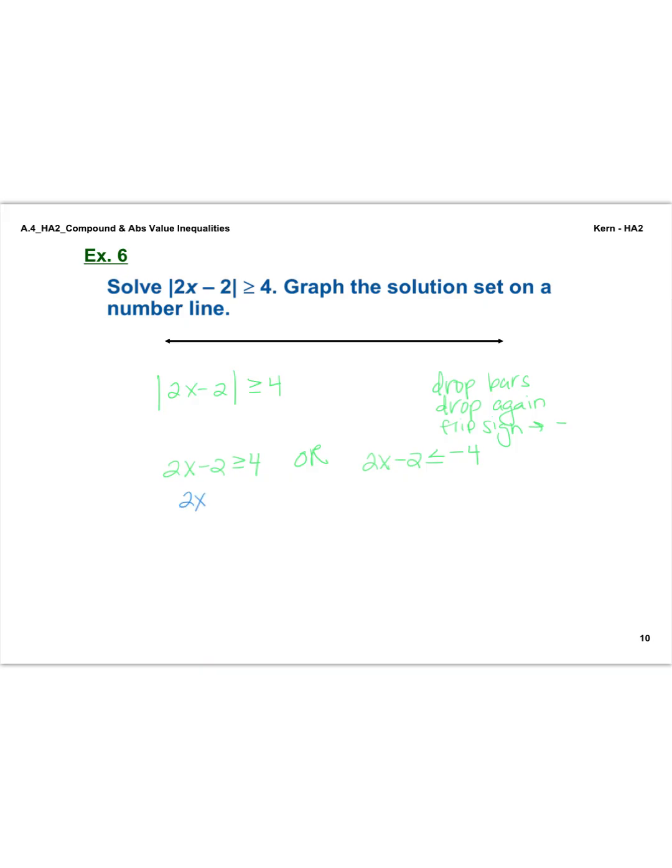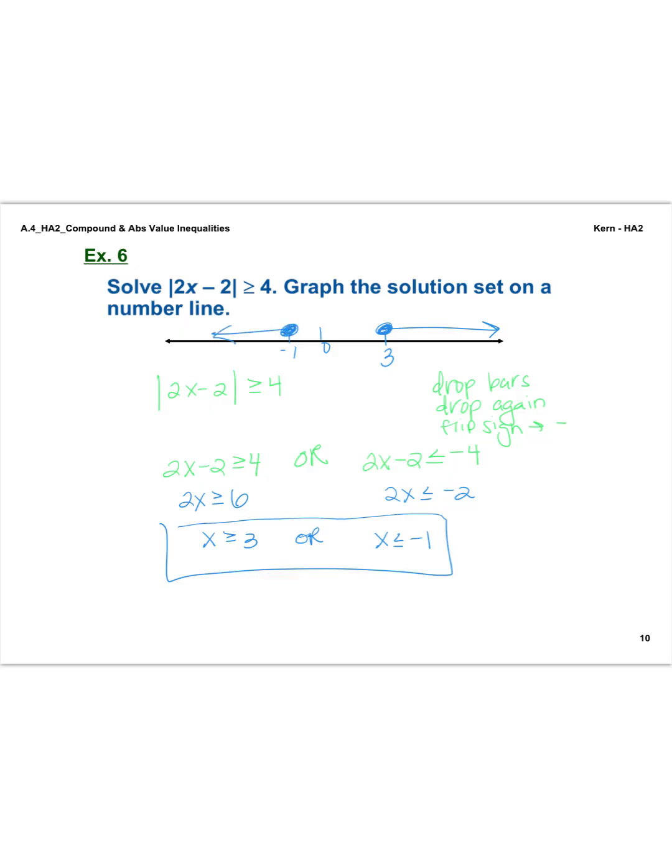So 2x is greater than or equal to 6. x is greater than or equal to 3. Don't forget the word or. 2x is less than or equal to -2. x is less than or equal to -1. So here's my answer. Now I graph. I have a -1 and a 3. Closed on 3 in the right direction. Closed on -1 in the left direction.